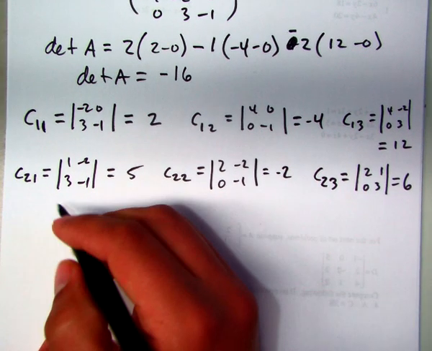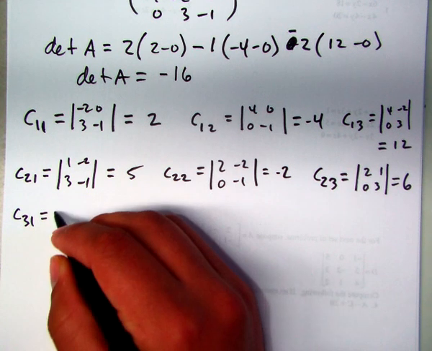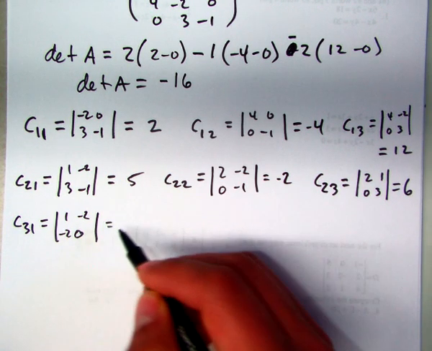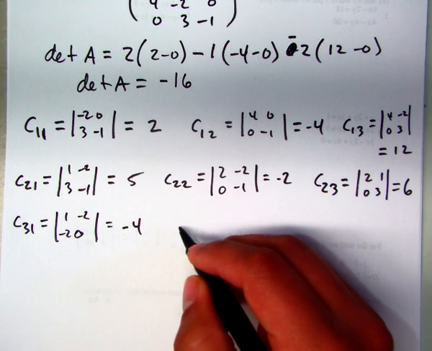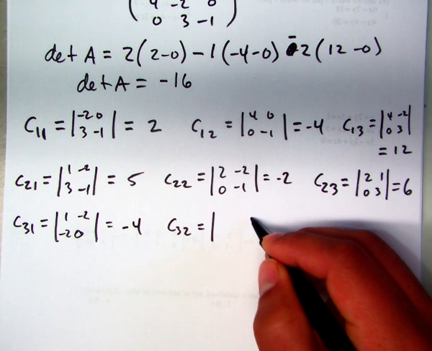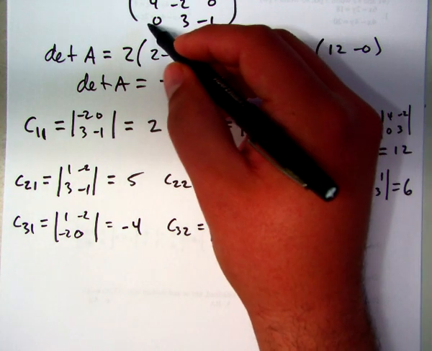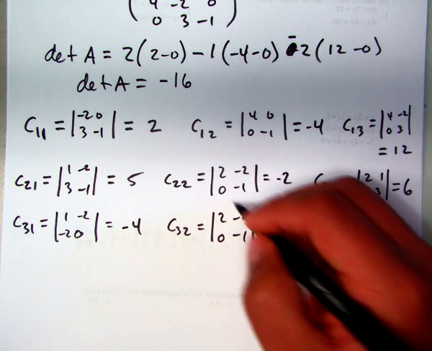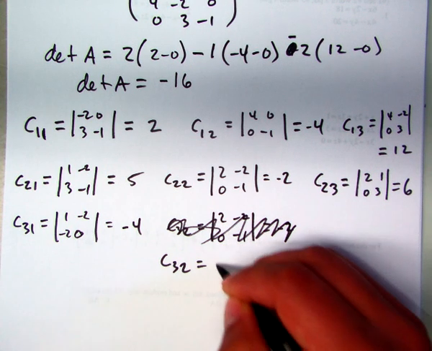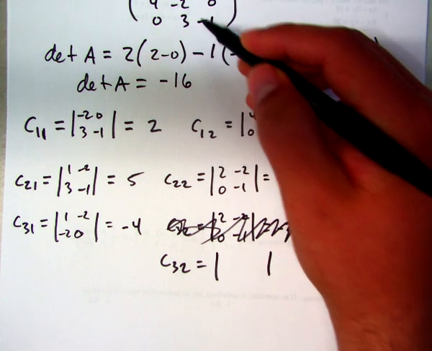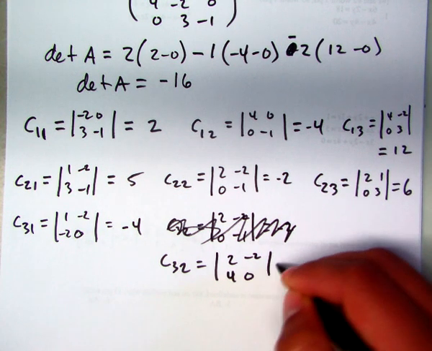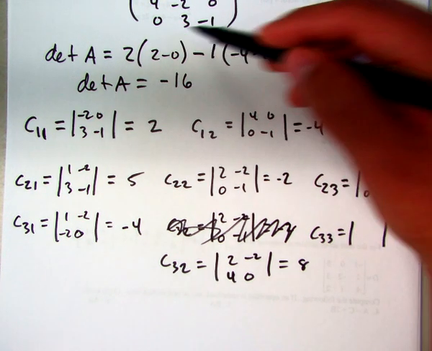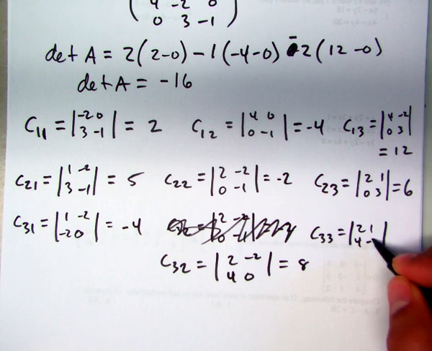Repeat for the last position, last row. So C31. Eliminate third row, first column. We have 1, -2, -2, 0. So that's going to be 0 minus 4, so -4. C32. If I'm going too fast, slow me down. Third row, second column, we have 2, -2, 0, -1. Determinant is -2. Oh wait, that's not right. Let me redo that. Third row, second column, 2, -2, 4, 0. So that's going to be 8. And then C33. Third row, third column, 2, 1, 4, -2. That's -4 minus 4, so that's -8.